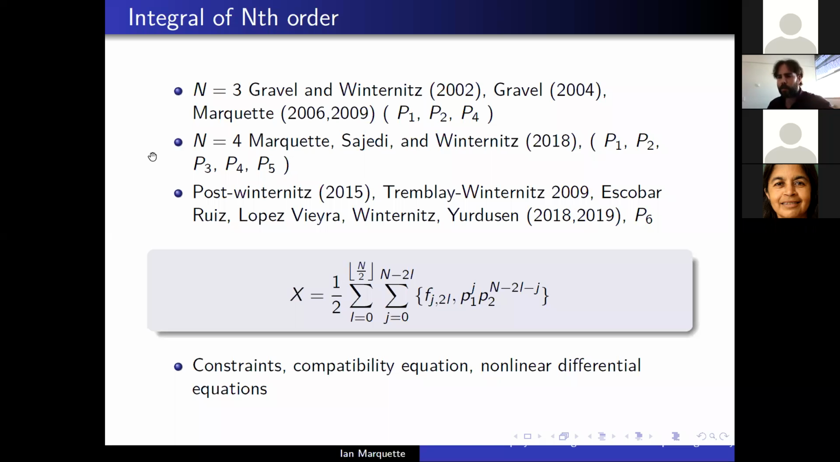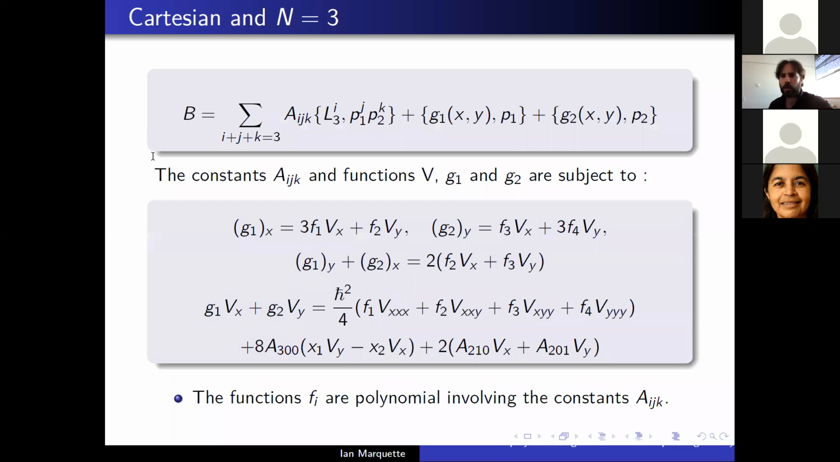This can also be rewritten in various forms that take advantage of the fact that when you look at the compatibility equations, many equations, so by compatibility equation, I mean when you take the commutator of X with the Hamiltonian H, many equations won't depend on the potential itself, and you can solve them directly. So this allows us to get a system with a reduced number of equations. And I will just illustrate this with the problem with the third order integral of motion.